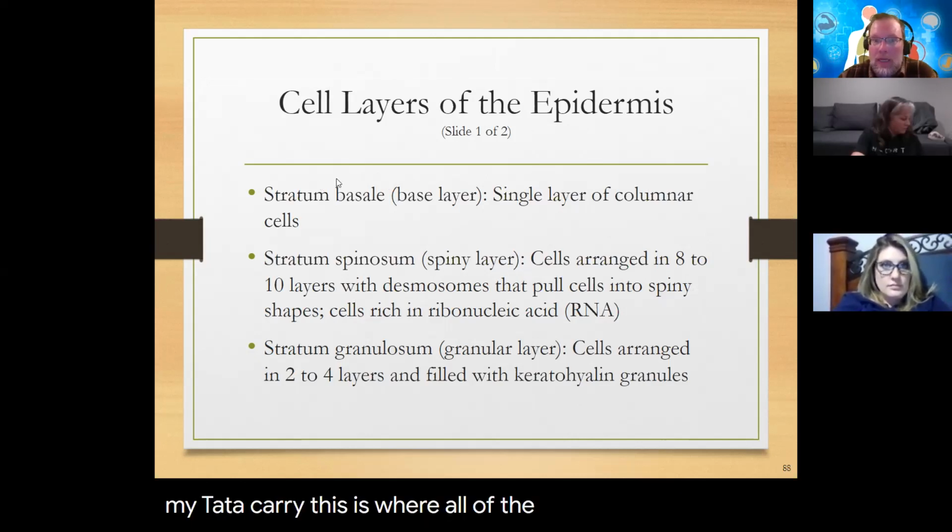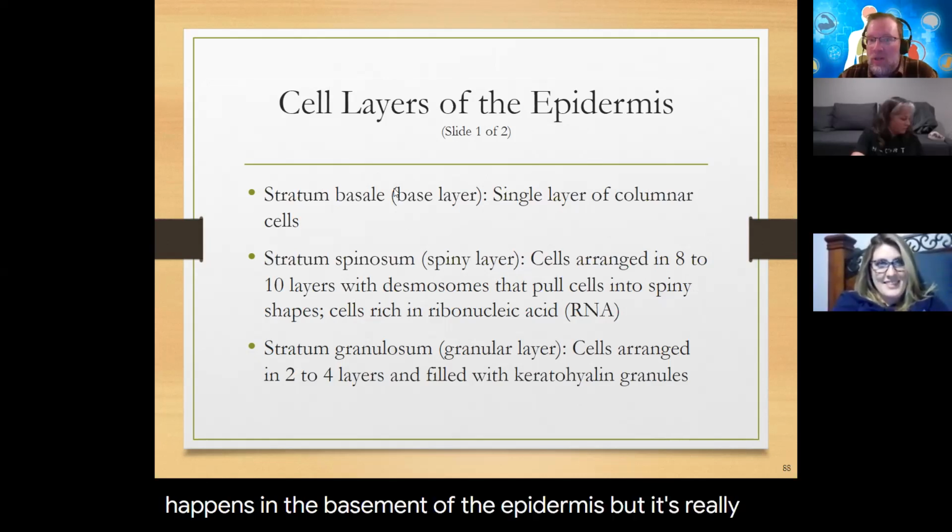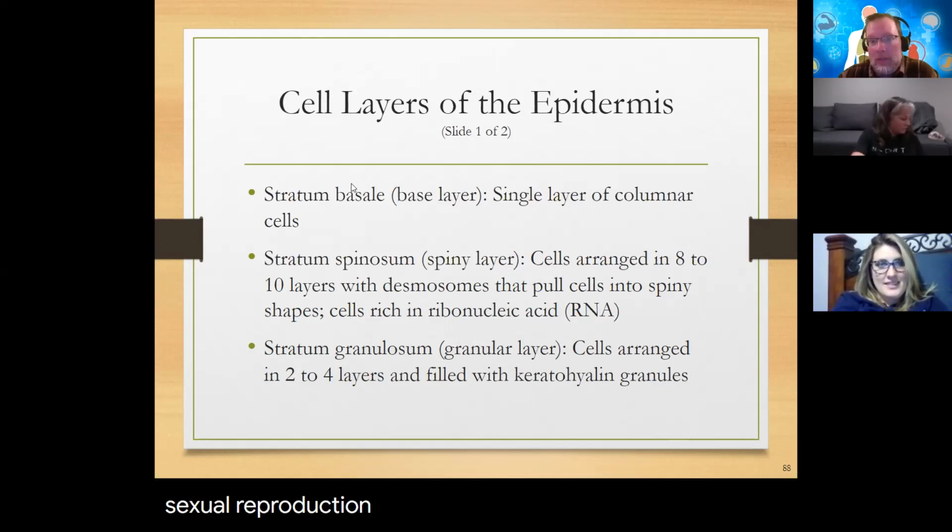This is where all of... I almost said the S word. This is where it's really asex... I was going to say this. All the sex happens in the basement of the epidermis, but it's really asexual reproduction. Still in the basement though.